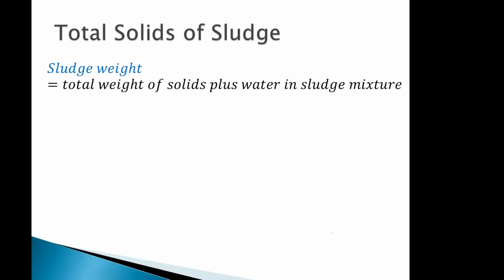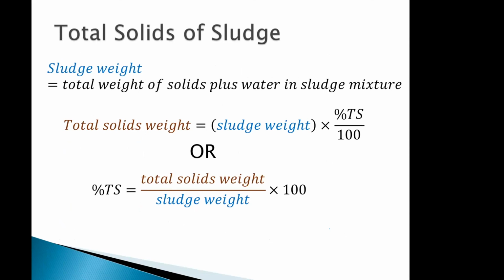So when we talk about total solids of the sludge, remember that sludge is made up of two parts. When we say sludge, we just mean it's solids mixed with water. So when we talk about the weight of sludge, we've got the weight of the solids, and then we've got the weight of the water that is in that sludge mixture. And so if you do some mathematical exercises here, you can find that the formula for percent total solids is just the total solids weight, so that's not including the water, just the solids, divided by the sludge weight.